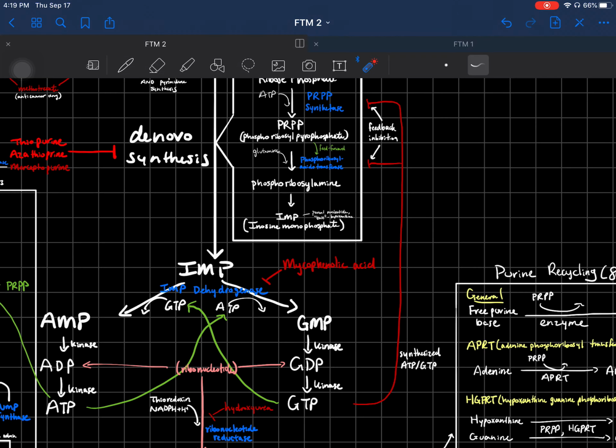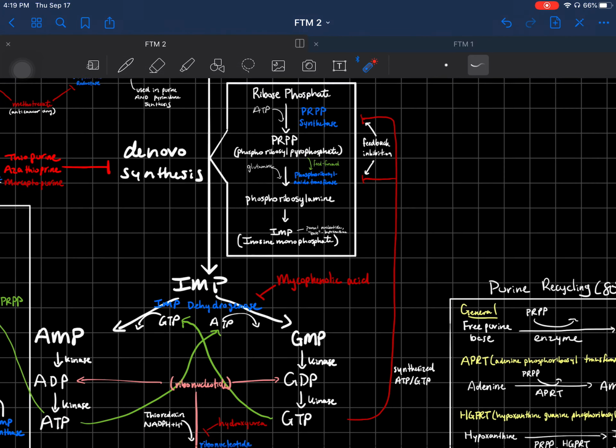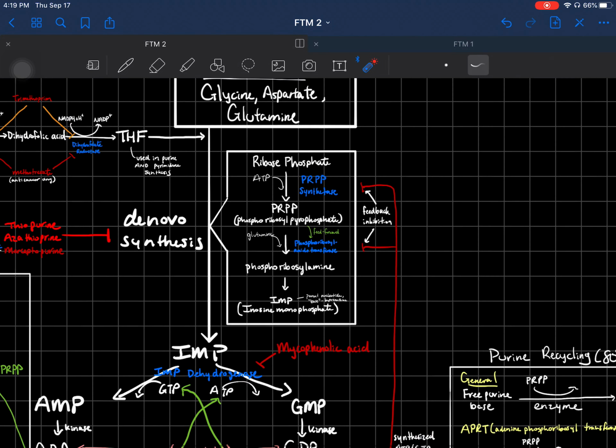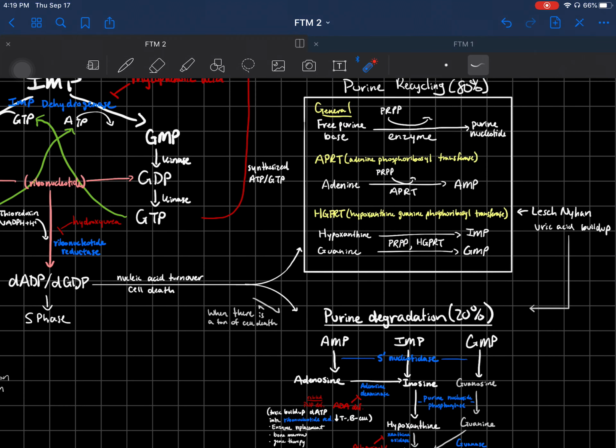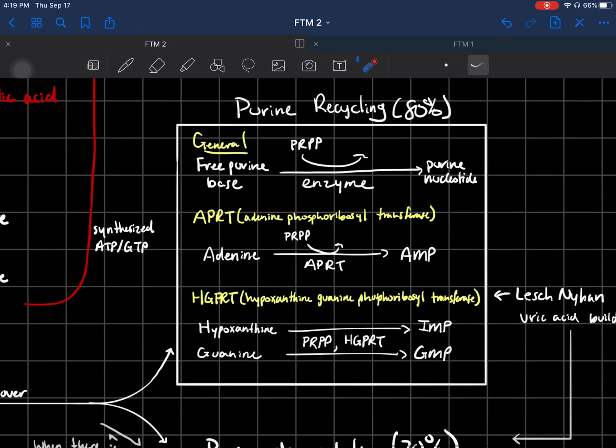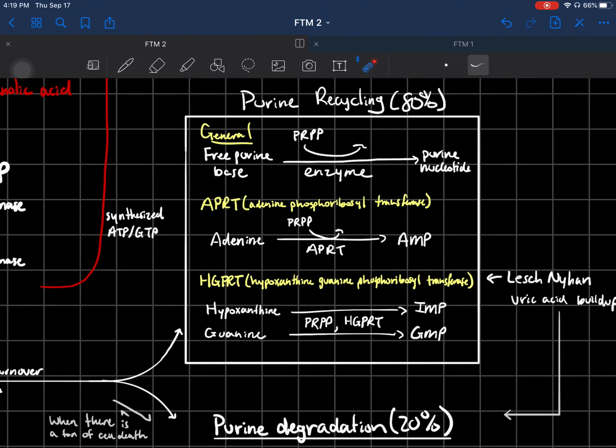Okay. So in addition to that, if you didn't think that ATP and GTP didn't do enough, the synthesized ATP and GTP can actually feedback inhibit those two enzymes for de novo synthesis. So your PRPP synthetase as well as your phosphoribosyl amidotransferase. Okay. So moving on, let's talk about the purine recycling pathway.